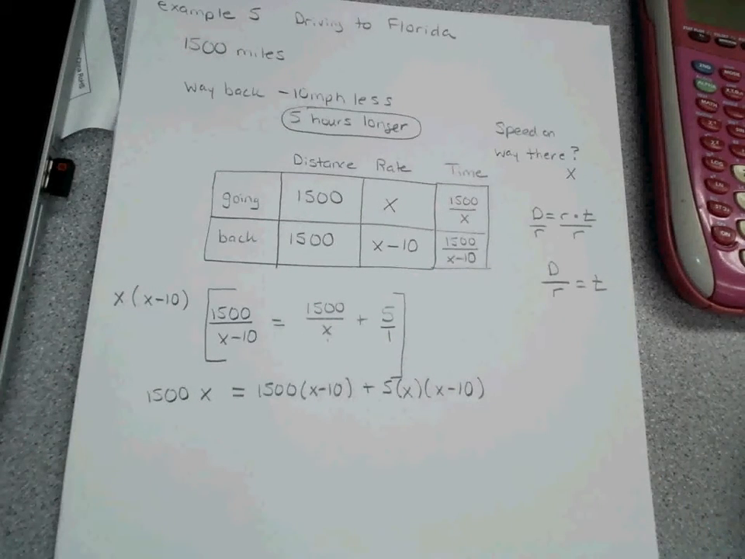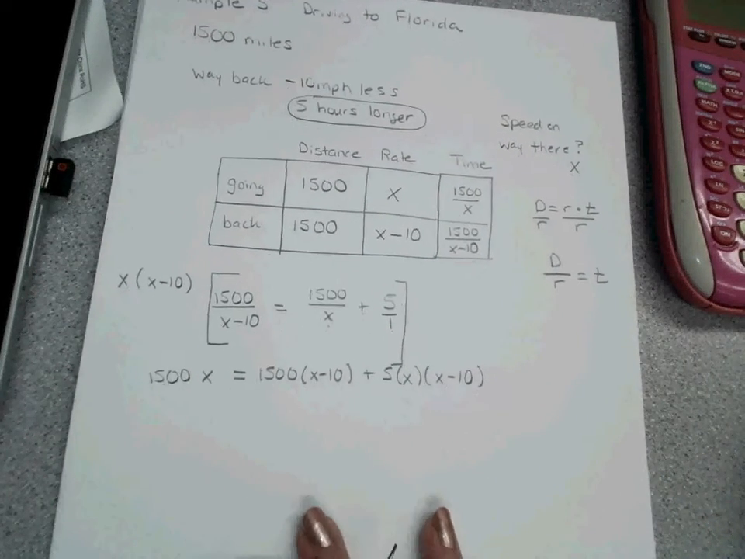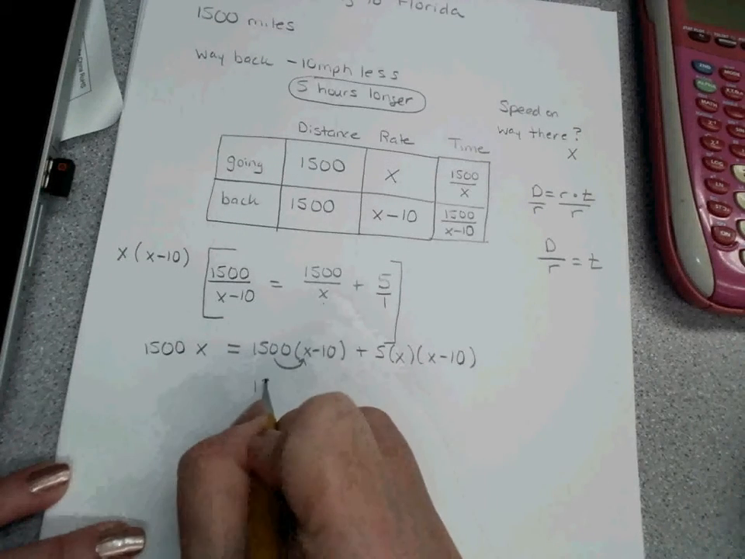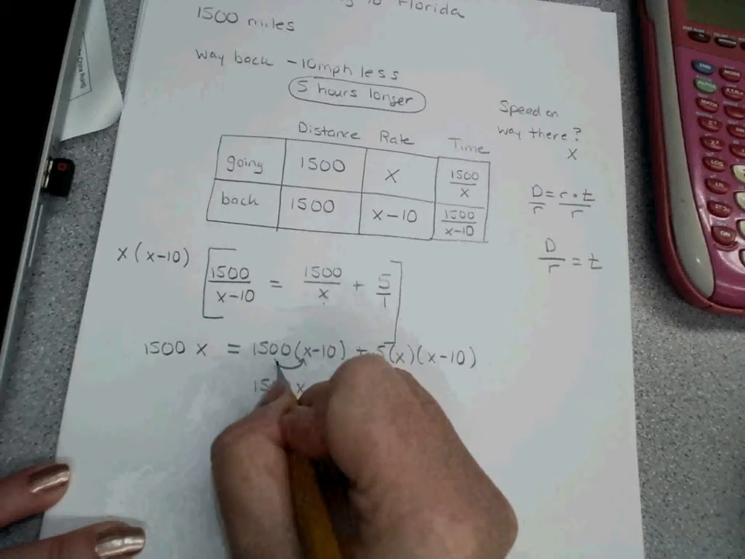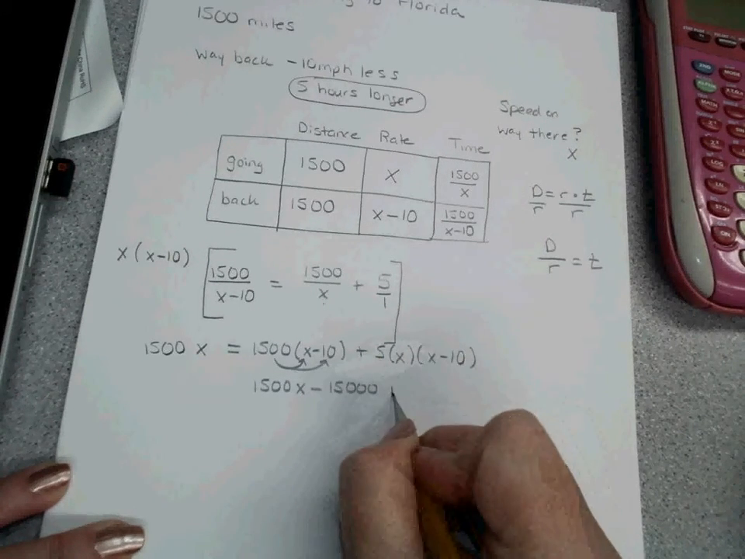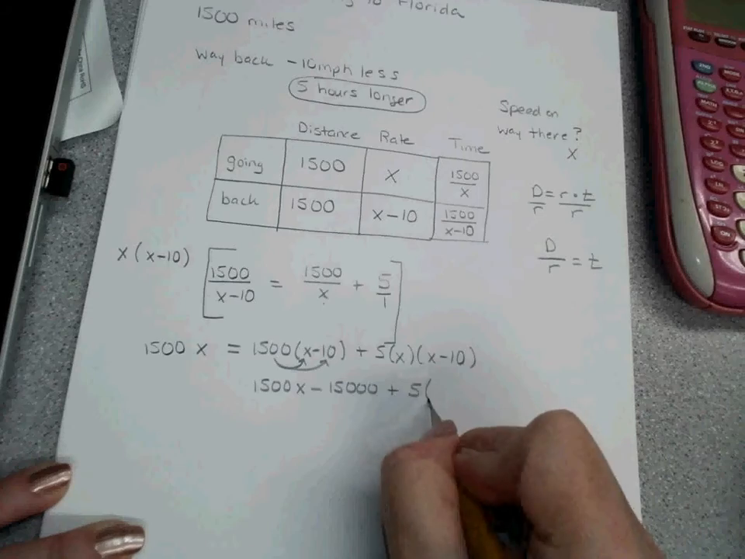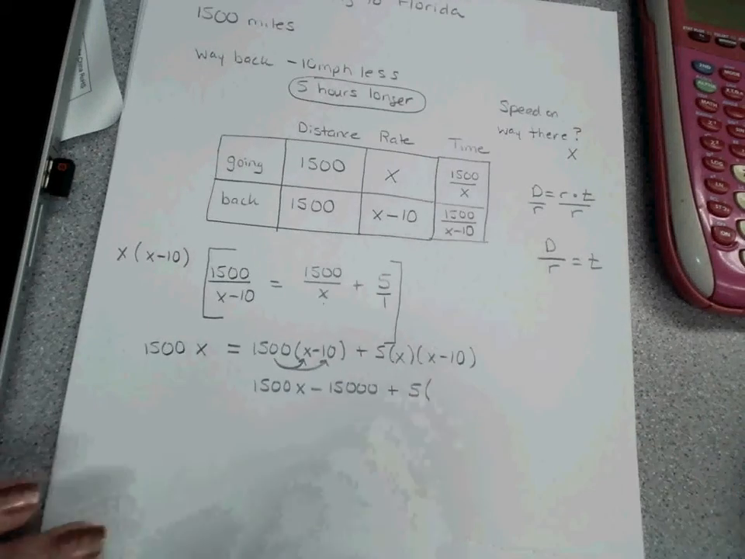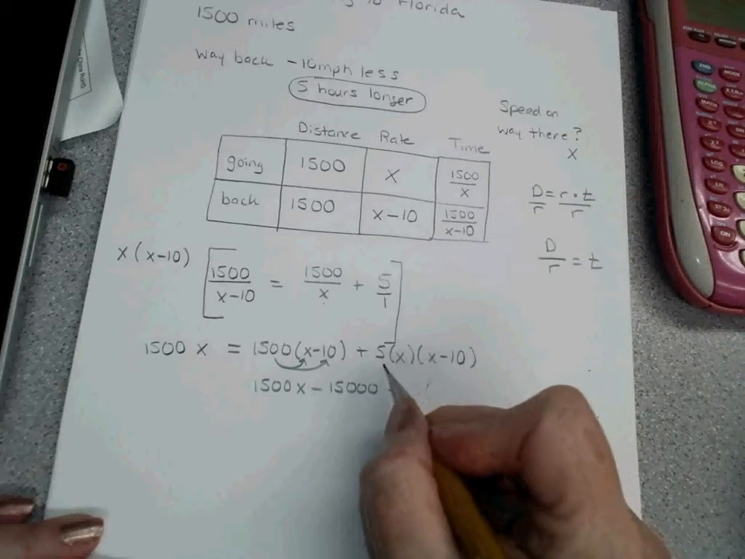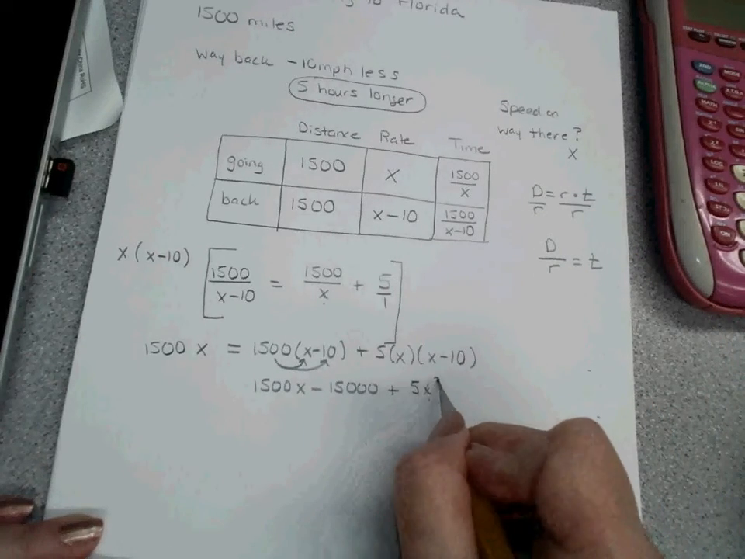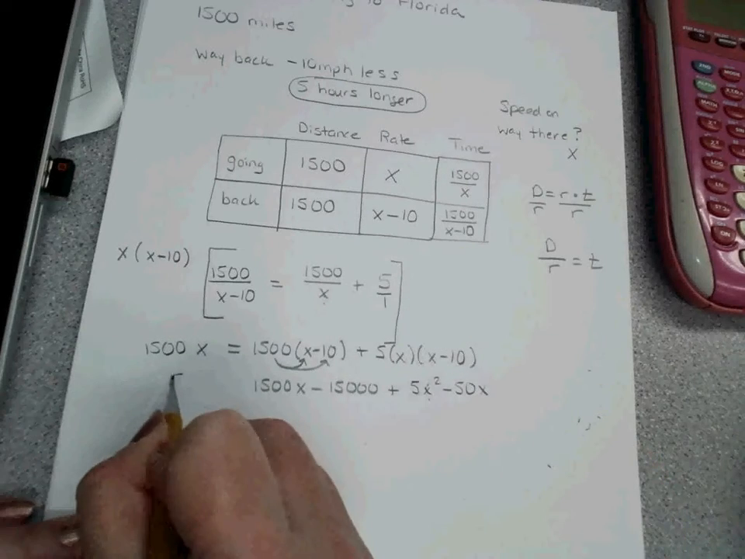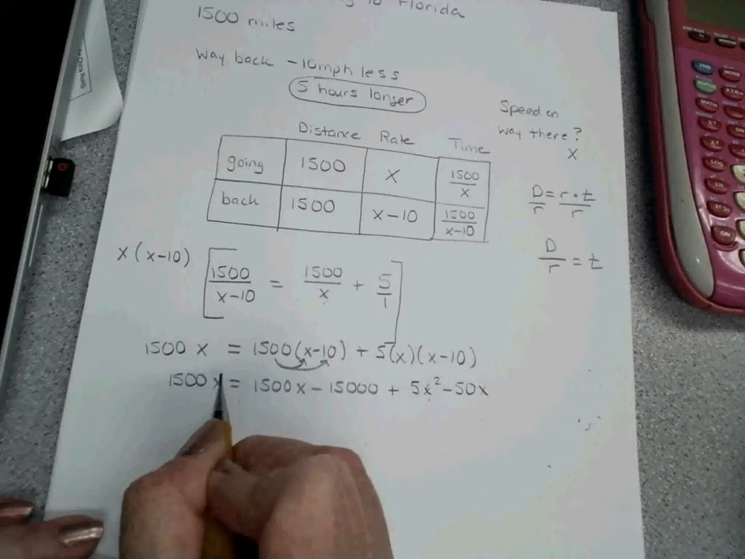Now I'm going to do my math and simplify things. All right, distribute. I'm going to distribute 5x. 5 times x is 5x. 5x times x is 5x squared. 5x times negative 10 is negative 50x. So far, so good.